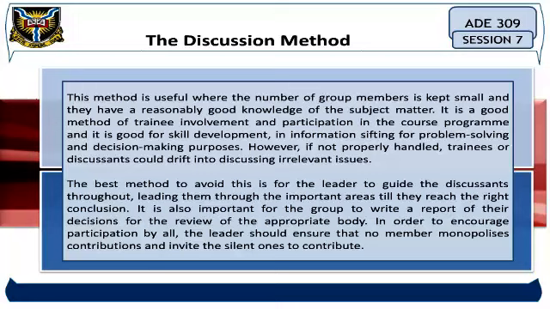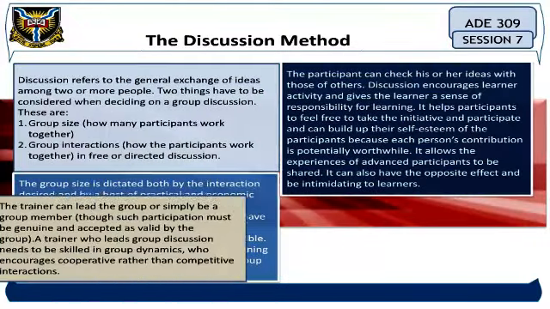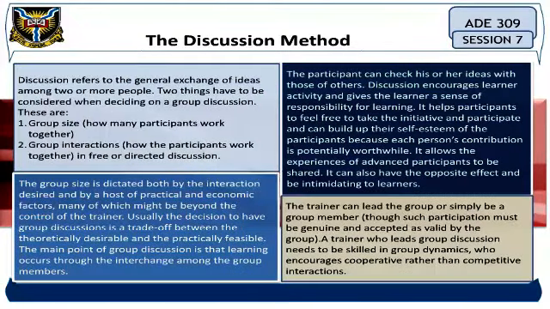The best method to avoid this is for the leader to guide the discussants throughout, leading them through the important areas till they reach the right conclusion. It is also important for the group to write a report of their decisions for the review of the appropriate body. In order to encourage participation by all, the leader should ensure that no member monopolizes contributions and invite the silent ones to contribute. Discussion refers to the general exchange of ideas among two or more people.